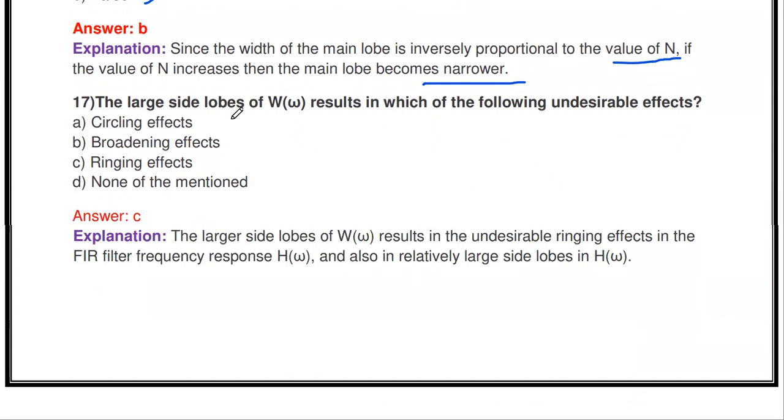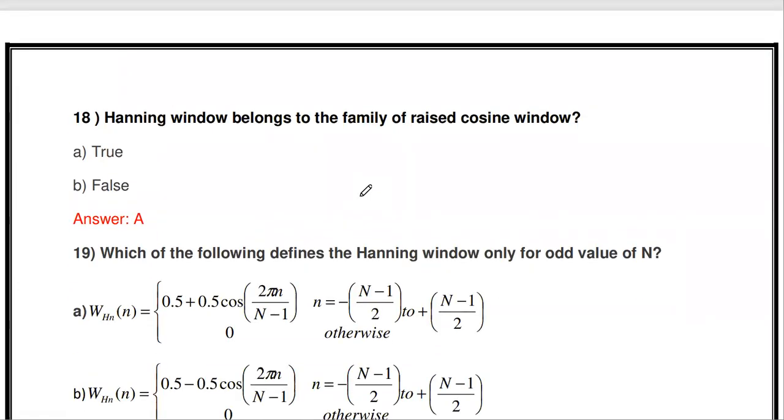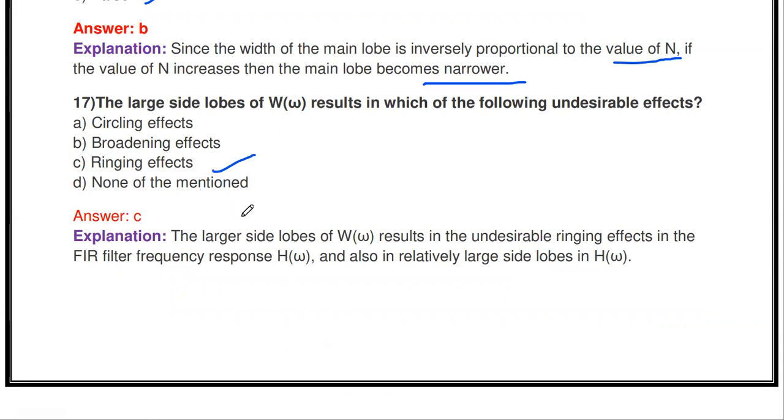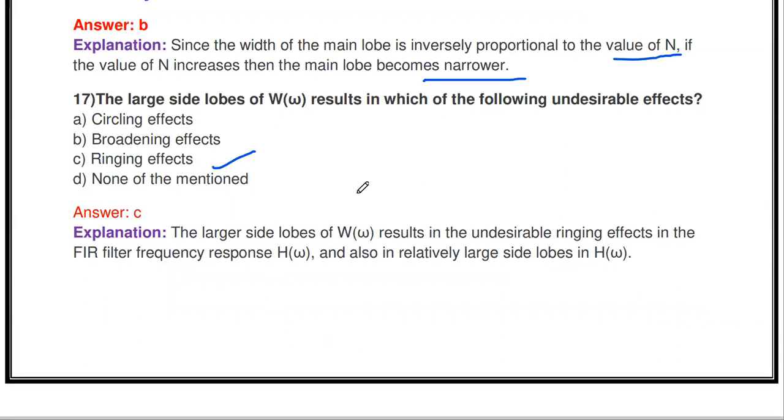The next one: the large side lobe of W of omega results in which of the following undesirable effects? Circling effect, broadening effect, ringing effect, none of the above. Ringing effect. The large side lobe of the frequency response of that window results in the ringing effect. So up to this, question 17, these questions are from the rectangular windowing function.